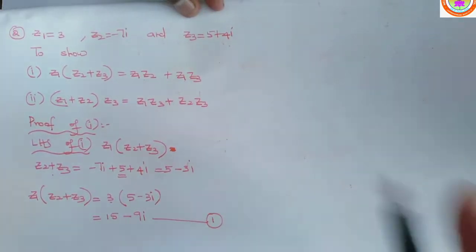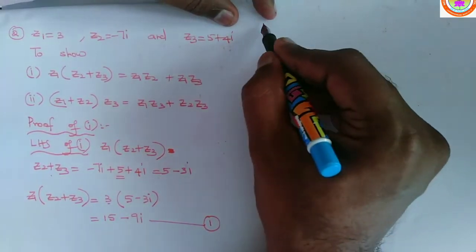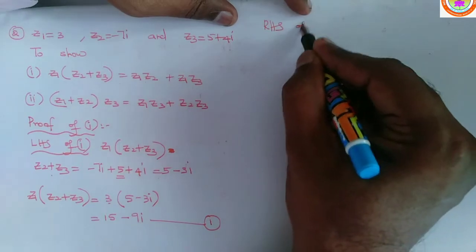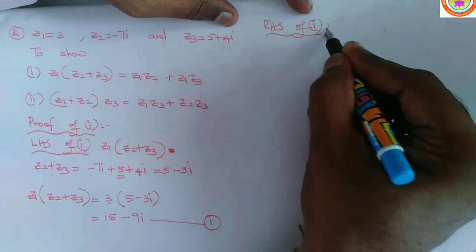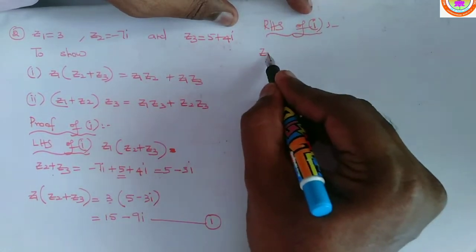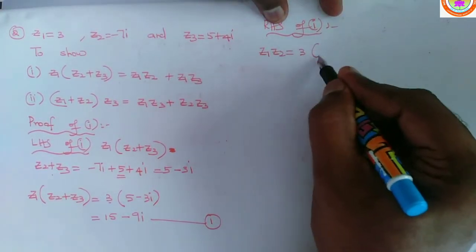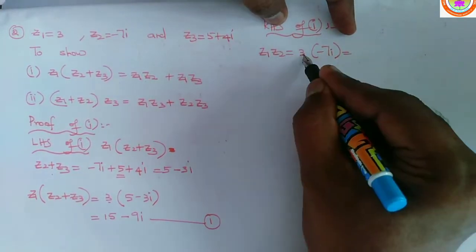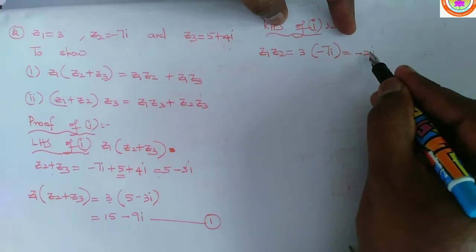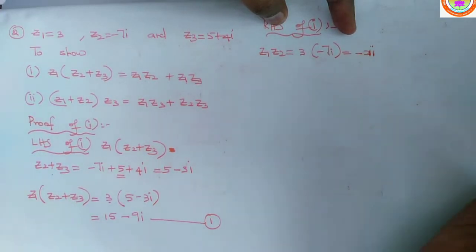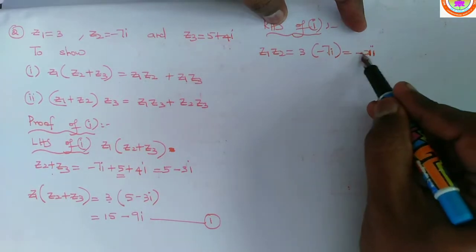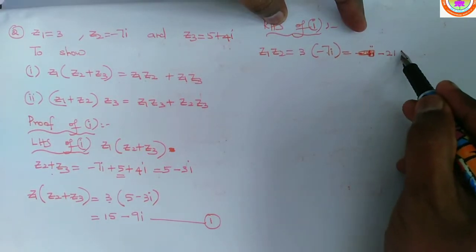First is the RHS of subdivision 1: z1 into z2. First I need to multiply z1 into z2. z1 is 3, z2 is minus 7i. So 3 7s are 21, minus 21i. I will erase and write minus 21i.